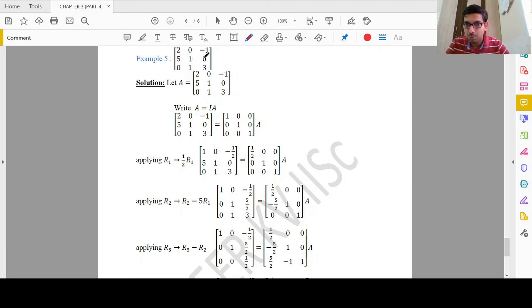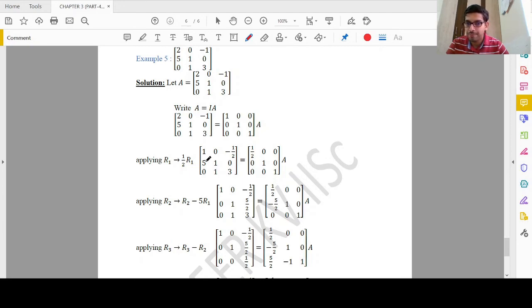So one more example. Here 2, 0, minus 1, 5, 1, 0, 0, 1, 3. So I wrote A equal to IA. Since 2 is there, I have to make R1 changes to 1 by 2 R1, so that I will get 1 here. So we got 1 here, and 0 is already there.